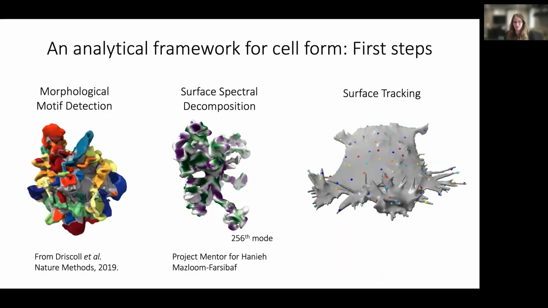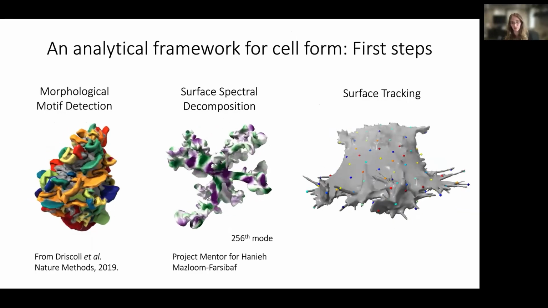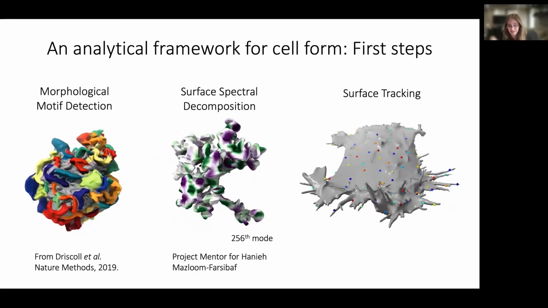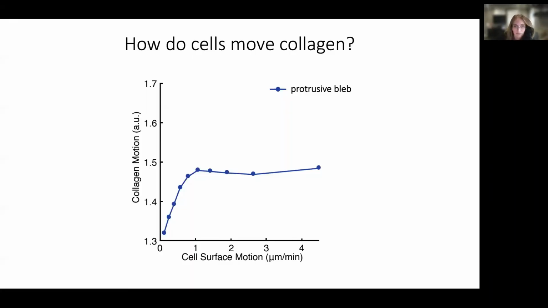All right, so now that we have 3 different image analysis techniques to begin to interrogate this data, we can go back to our melanoma cells and ask how they are tunneling through this dense collagen, right? So we had the hypothesis that the cells were getting through via their blebs, right? So we wanted to know how the blebs were moving the collagen. Oh, sorry. So there's collagen motion on the y-axis and cell surface motion on the x-axis. And here we're just measuring the motion of protrusive blebs.